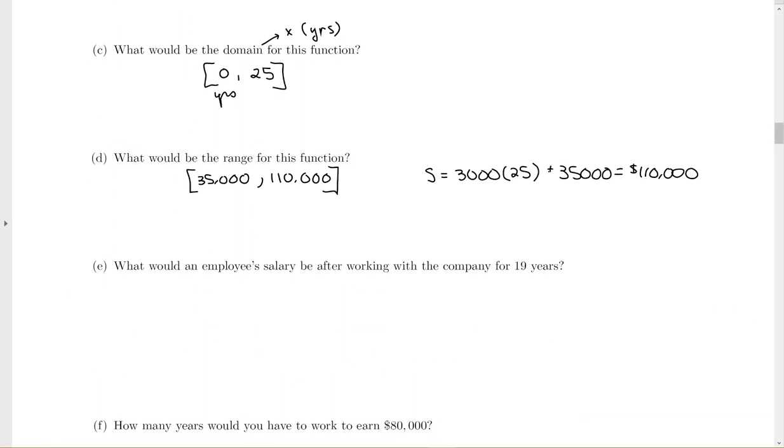For the next part, they want to know how much you will be making if you work for the company for 19 years. So we go back to our formula, S equals, we get a $3,000 bump in salary each year for 19 years, plus our initial amount, and then compute that out. So I believe that's $92,000.